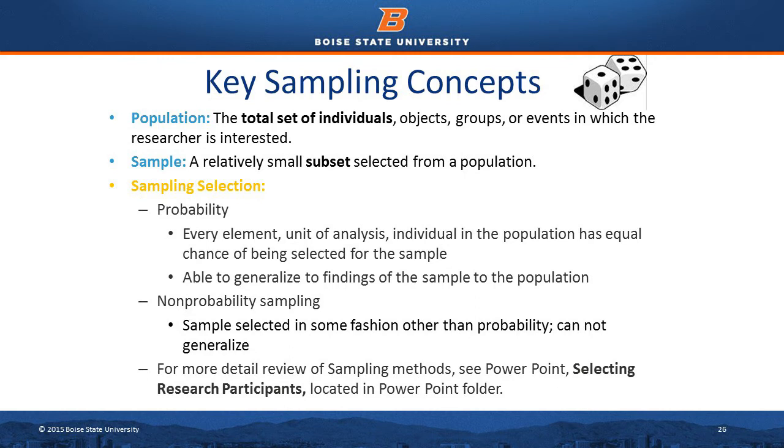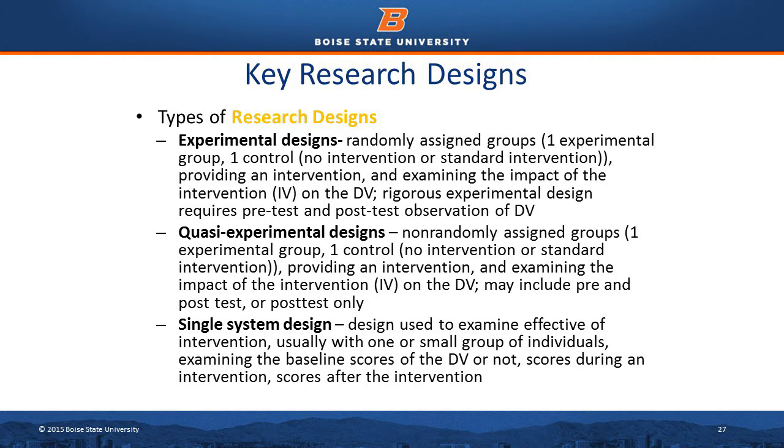However, due to a low population size or inability to randomly select the sample, researchers may select their sample using non-probability sampling methods, such as purposive, convenience, or snowball. In developing our research design, we may choose to have one group, or we can use two or more groups.